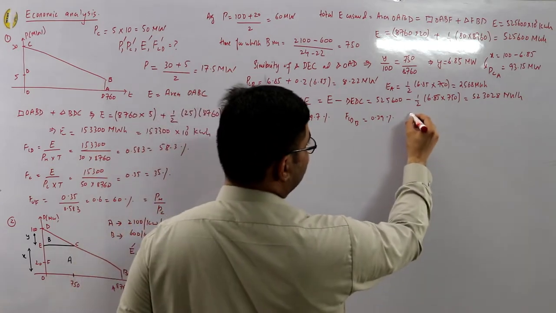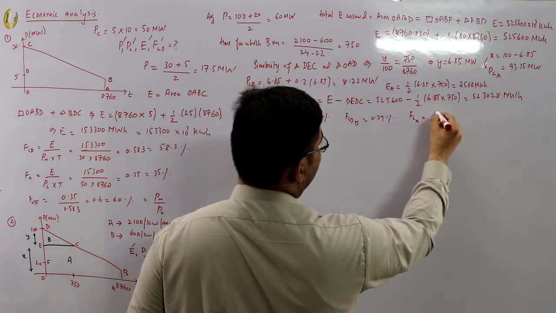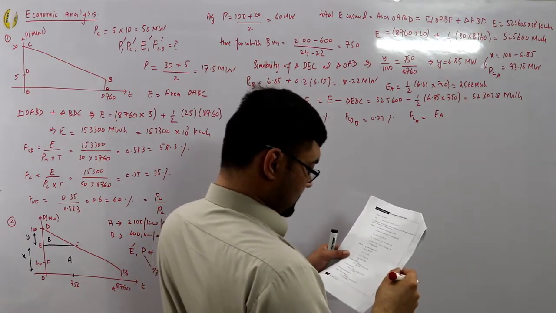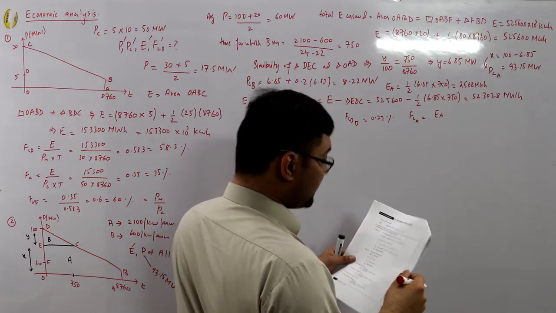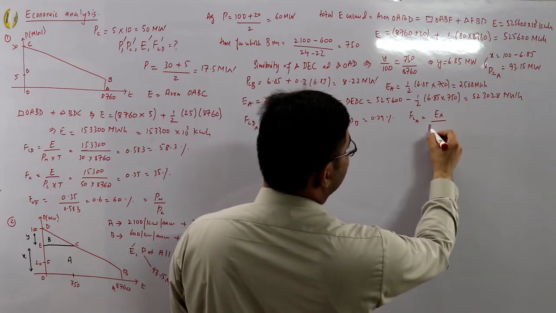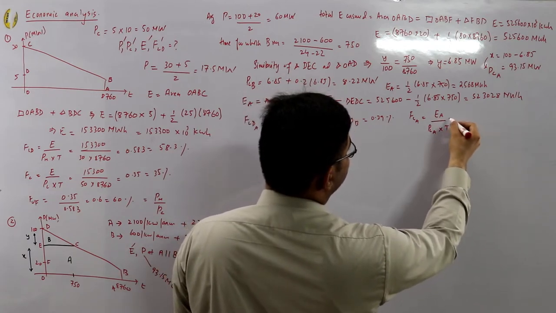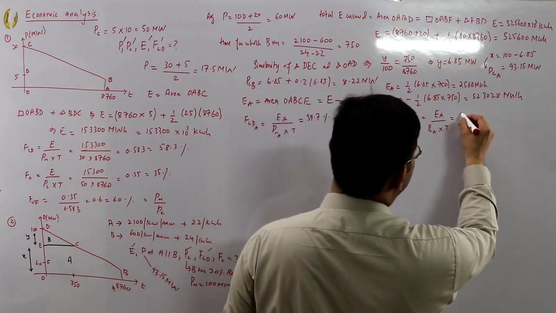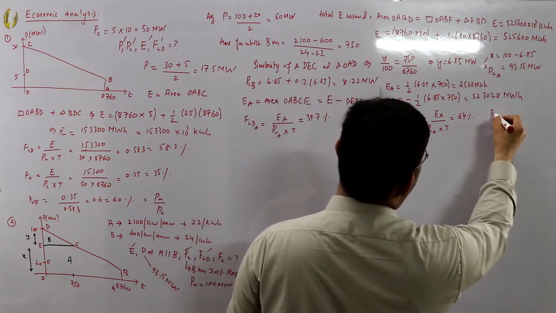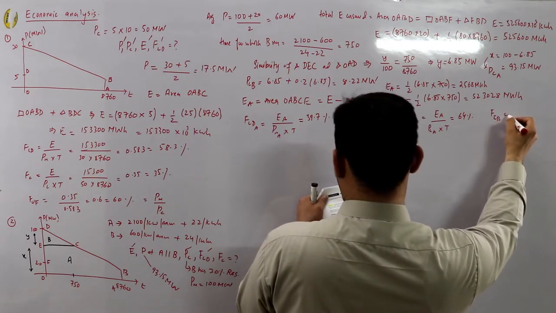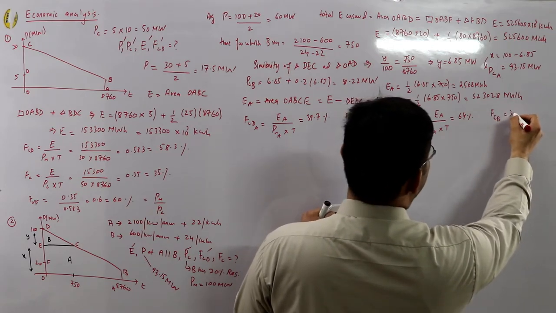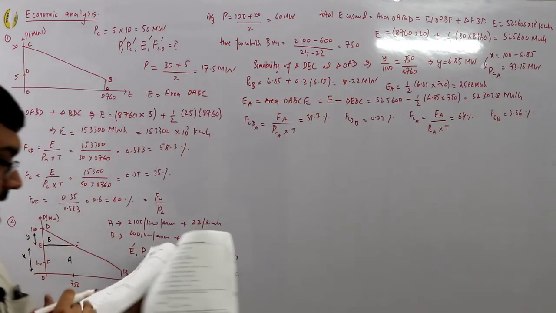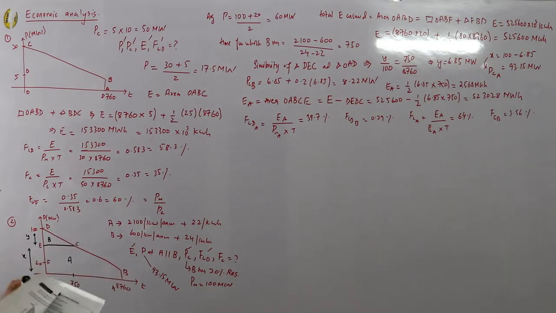For the capacity factor, FCA would be the energy units by A divided by installed capacity of A into the time. This comes out to be 64% for A, and for B the capacity factor comes out to be 3.56%. Is that fine? It is.